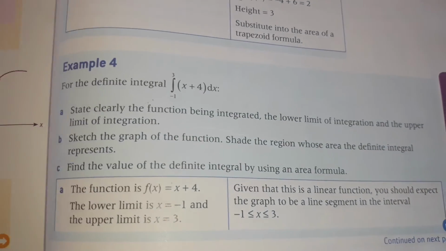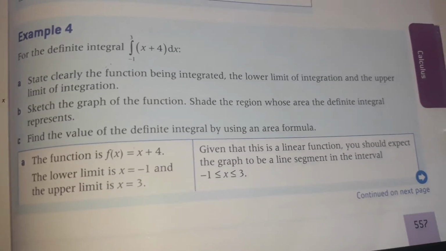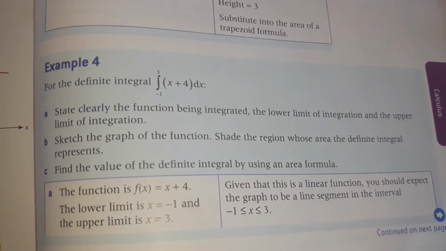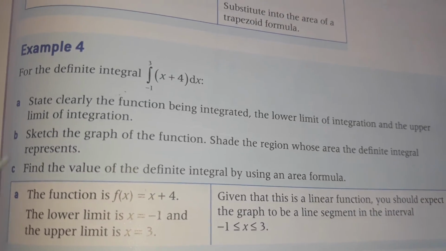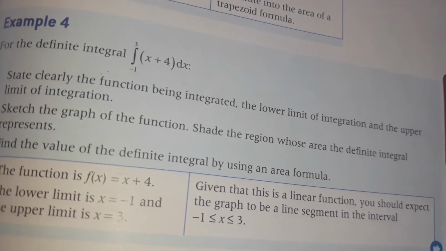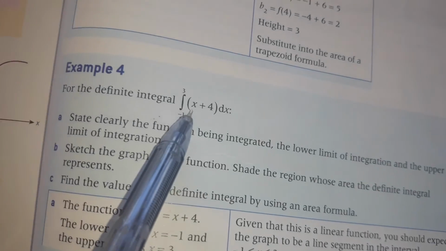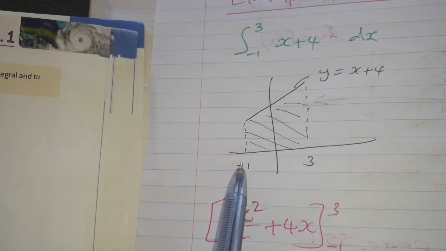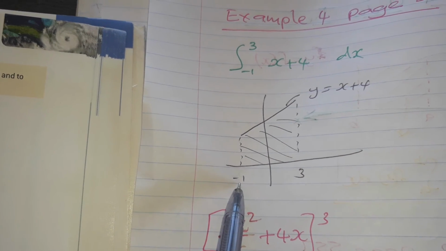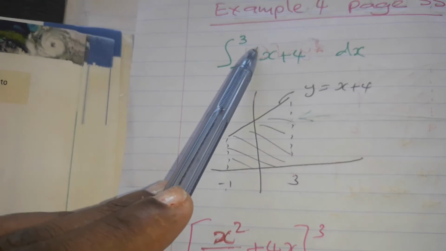Okay, now we are going to look at example 4 on the same page, 557. It says for the definite integral, state clearly the function, draw the graph, and find the value. So I'm going to be sketching that. So that could be my curve between 3 and -1, right? And I'm going to be integrating.